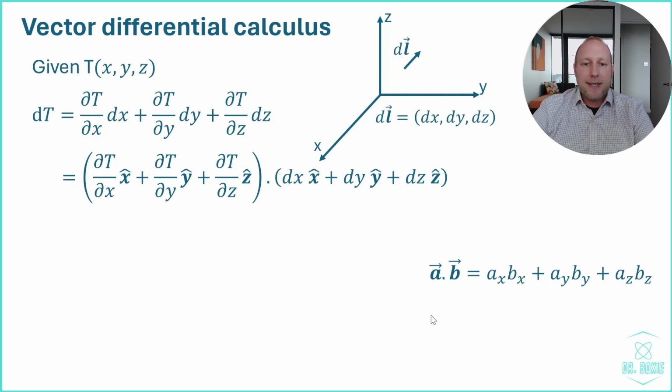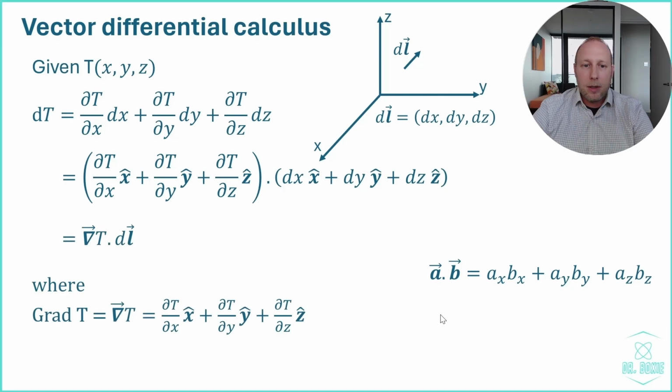Now, these two vectors get a name. The second one we already saw. It is dl. The first one is written by the upside down triangle with the function T after it. It is known as the gradient of T, and it is a vector whose x component is the partial derivative of the function with respect to x, its y component is the partial derivative with respect to y, and its z component is the partial derivative with respect to z.